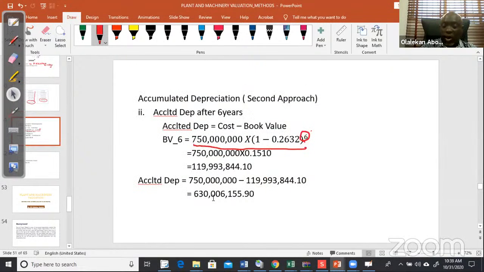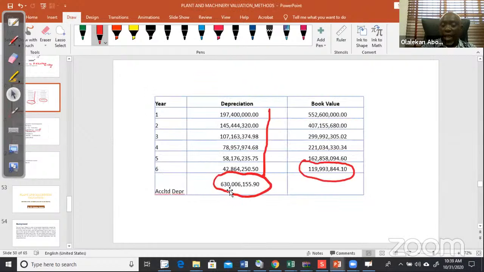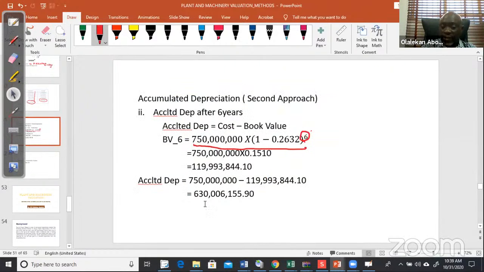Your total depreciation, or accumulated depreciation, over the 6 years will now be cost, which is this, minus the book value at the end of year 6. You are left with accumulated depreciation. If you go back to that table, see, 630,006,115. Come back to the calculation here, 630,006,115. You got the same thing. So you can use either. You will arrive at the same answer.